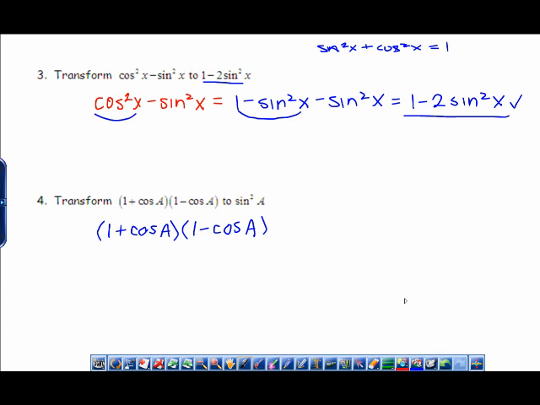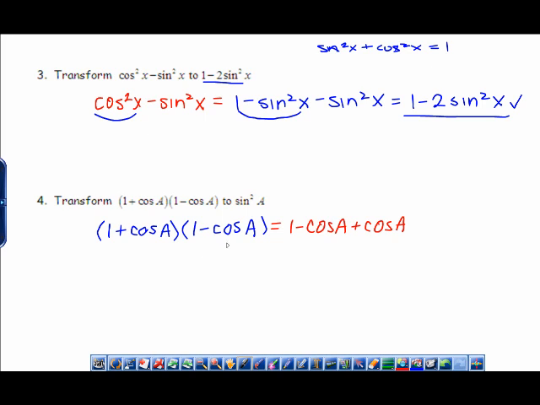Alright, now I don't really see a substitution I can make, and in fact I don't know how really to go from cosine to sine if it's not being squared. However, I do know some algebra tricks. I know that this is a binomial times a binomial, and so you may have heard of this as the FOIL method or just binomial distribution, but everything needs to get distributed to everything else. So the 1 needs to be multiplied by 1. The 1 also needs to be multiplied by negative cosine A. Alright, the cosine A needs to be multiplied by 1, and that's a positive this round.